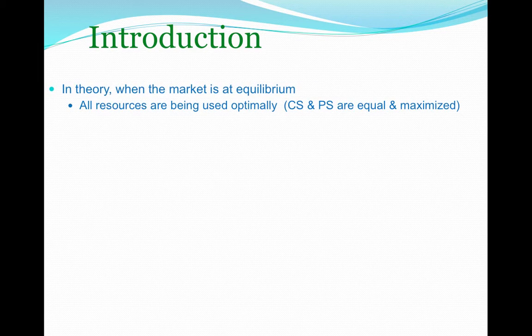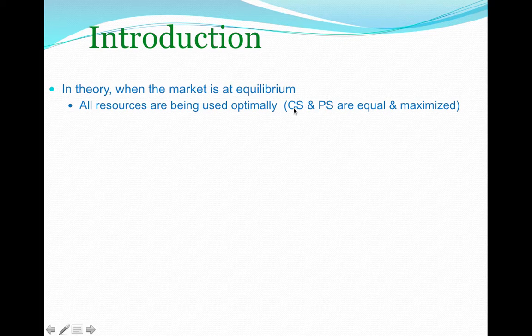So before we understand what a market failure is, we need to look at how the market actually is supposed to function. In theory, when we're at equilibrium, or when the supply equals the demand or the QS equals the QD, we say that this is an optimal situation. We call it allocative efficiency. The resources are being used by society in the most optimal way.